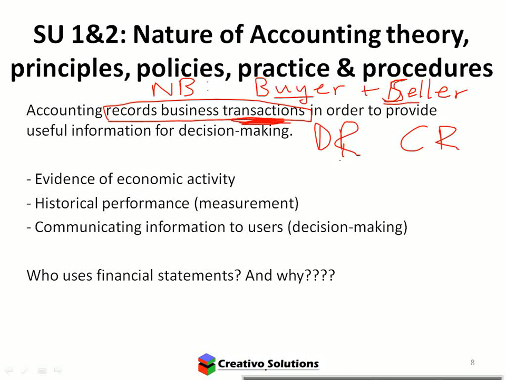Right, every transaction has to have two sides, and those are the two sides that we would account for when looking at reports, okay, or journals, or ledgers, or anything really. Okay, there's always going to be two sides to every transaction. We know that accounting looks at past information. Okay, so evidence of economic activity, it's historical performance because it's in the past.